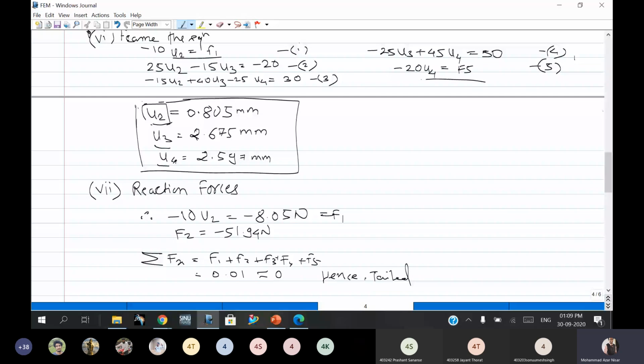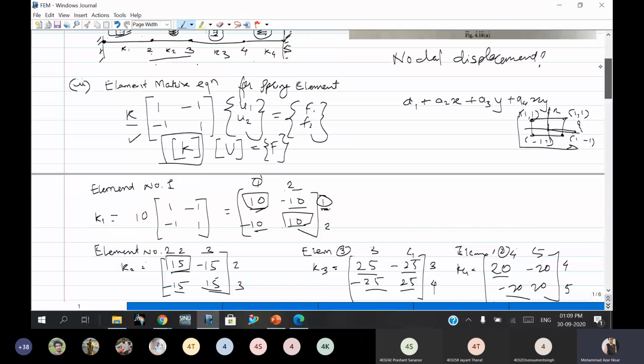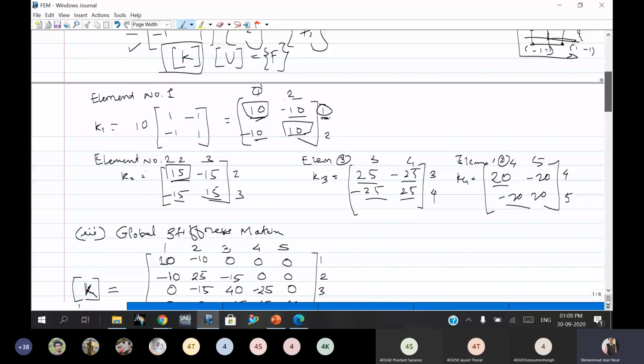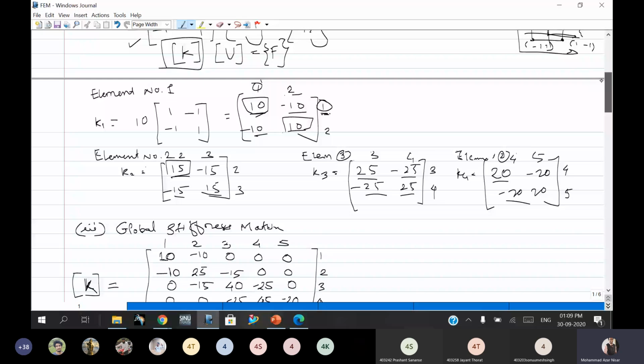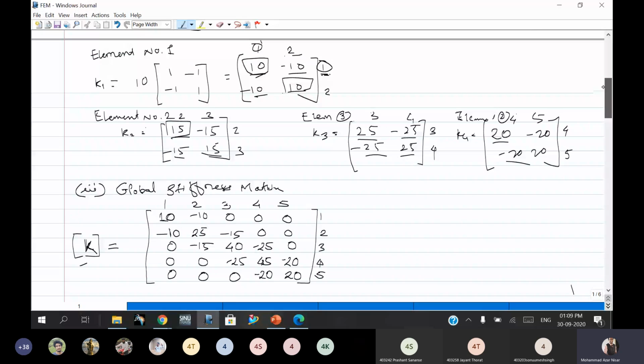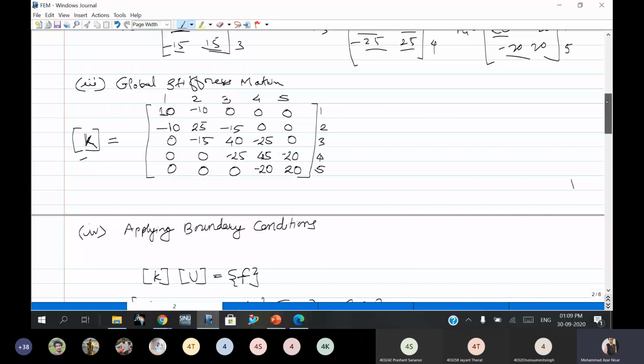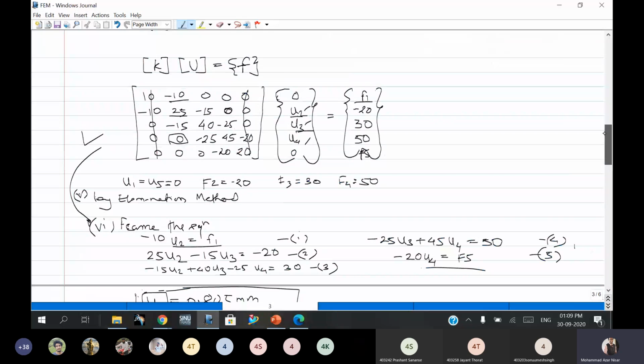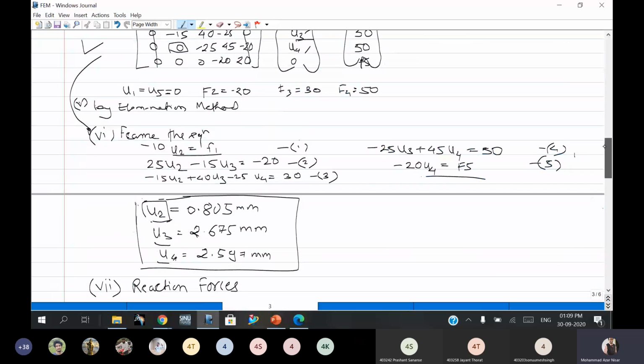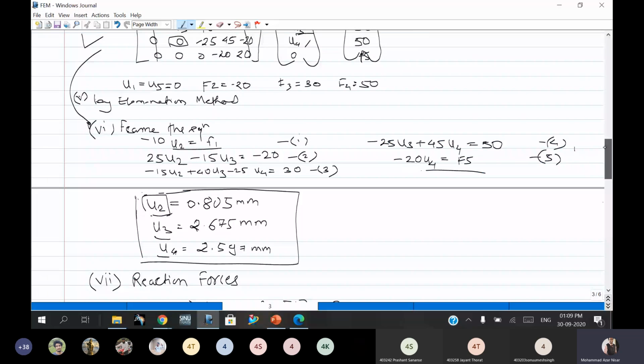In this way, we solve the entire problem using this spring system. So in this we have steps. First, we draw the nodal diagram. Second, we find the element matrix equations for each element, in this case 4 elements, and then use those to find the global stiffness matrix. Then after applying the boundary conditions and the elimination method, third, we frame the equation and solve it. We find the displacements from that, and lastly we find the reaction forces by adding all the forces.